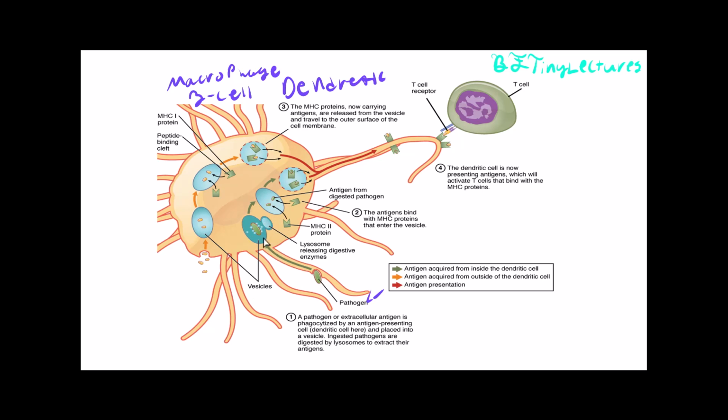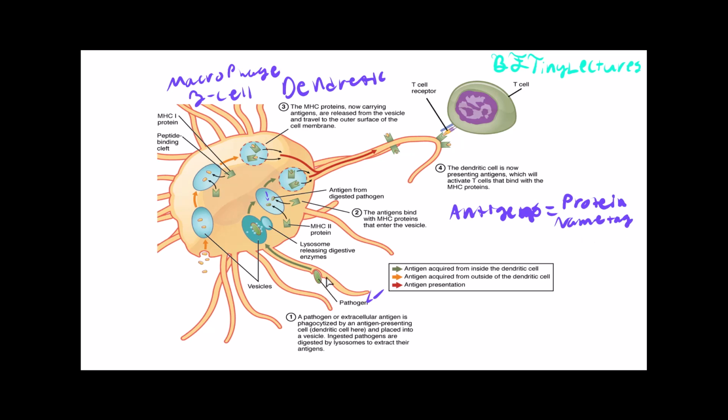So the pathogen enters the vesicle, and now you have a lysosome. This lysosome binds to the vesicle, and it releases enzymes. These enzymes start breaking down the pathogen, and they create something called antigens. Antigens, all that they are is a protein. And you can think of it as a name tag.